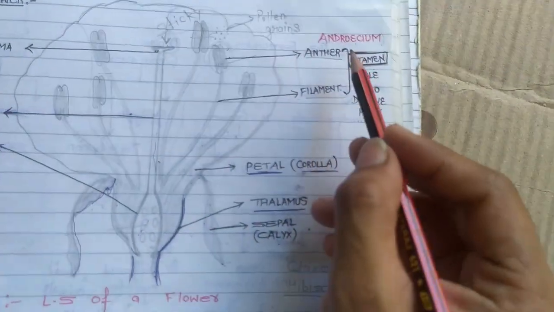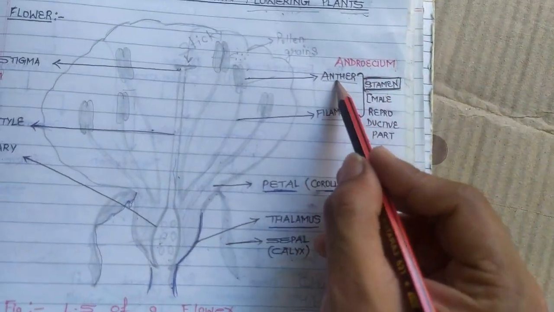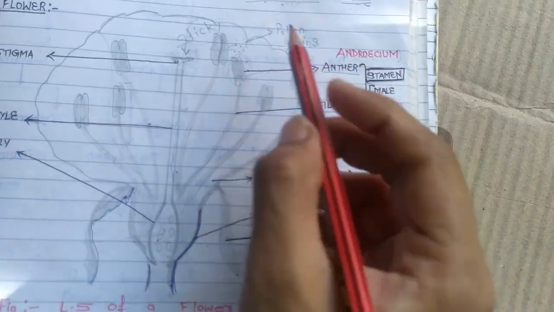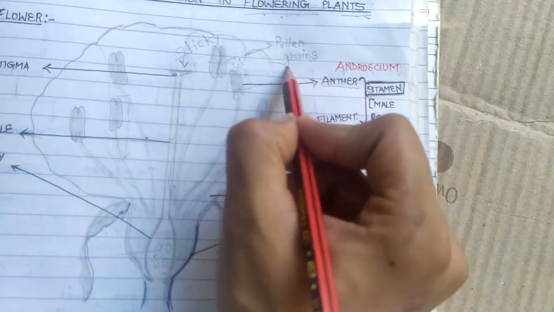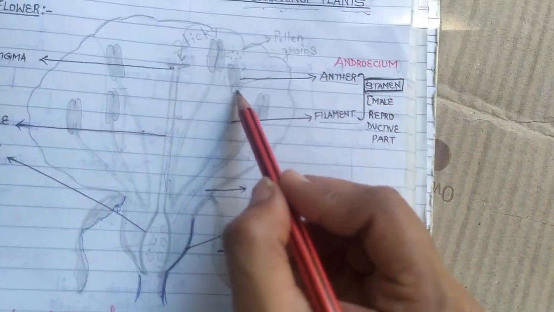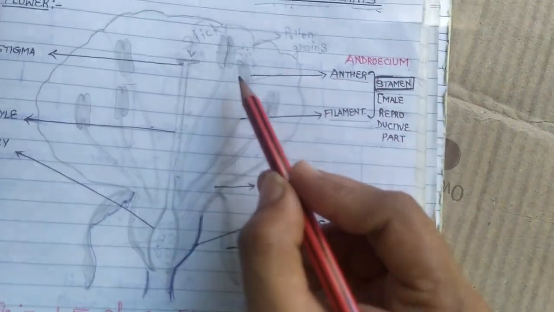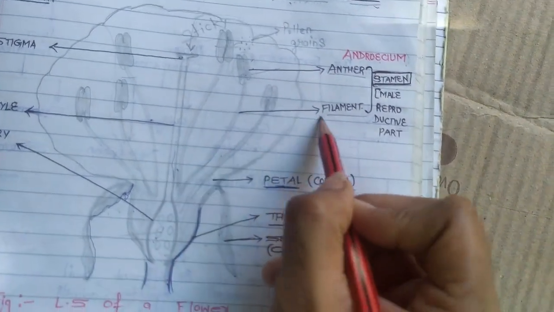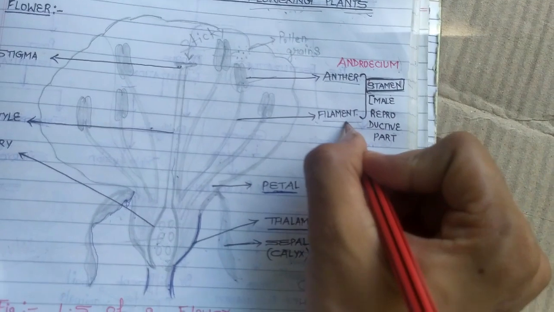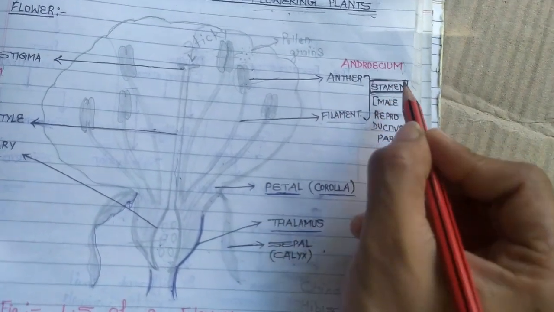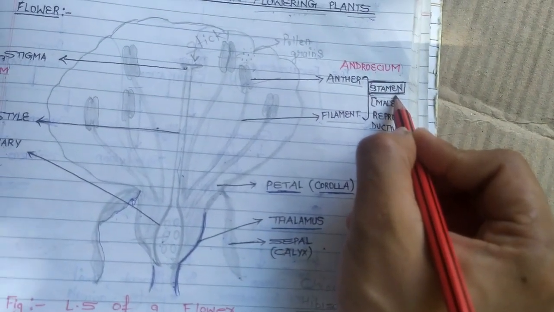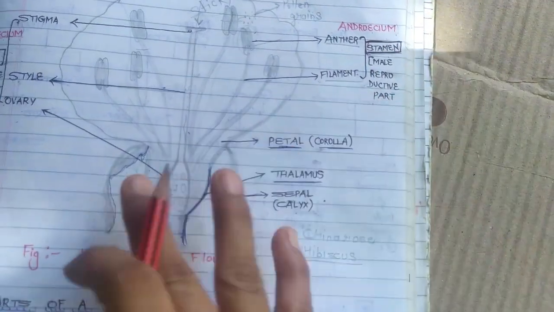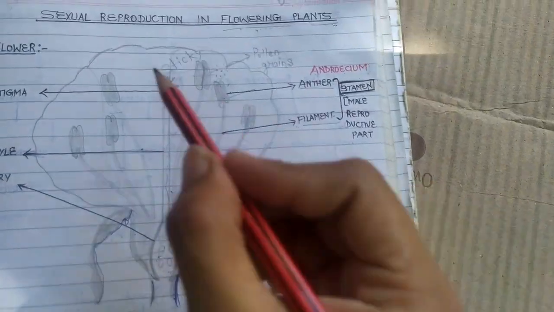Next, stamen. Stamen contains 2 parts. The top bilobed structure is anther, which consists of many pollen grains. Anther is attached to the base through a filament, which is a long tube-like structure. Anther and filament together are known as stamen. Stamen is the male reproductive part, so it is known as androecium.